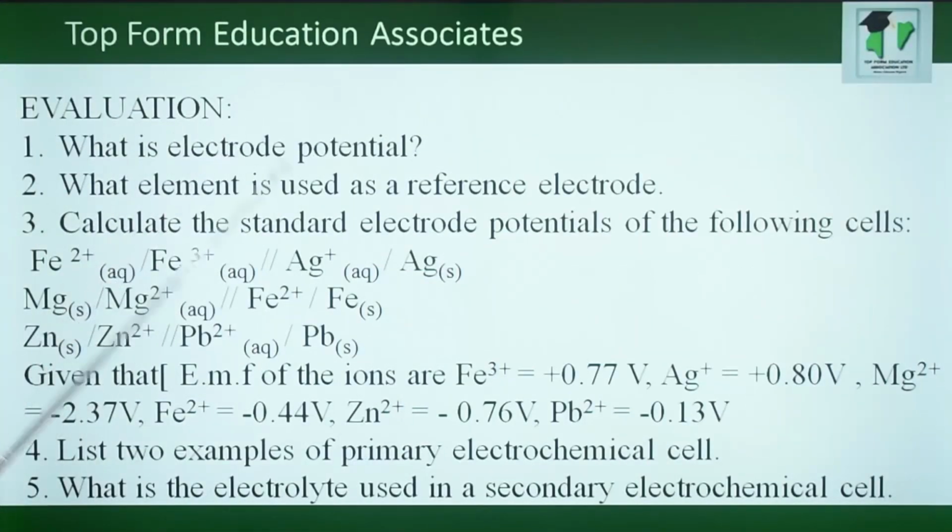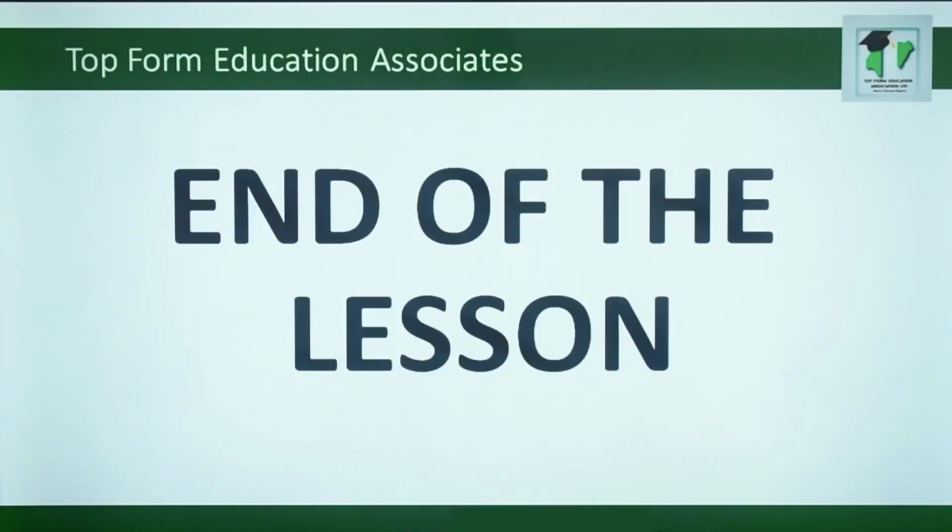After this lesson, you can use it to evaluate yourself. What is electrode potential? What element is used as a reference electrode? Calculate the standard electrode potentials of the following cells, given that this is this. List 2 examples of primary electrochemical cell, and what is the electrolyte used in a secondary electrochemical cell.